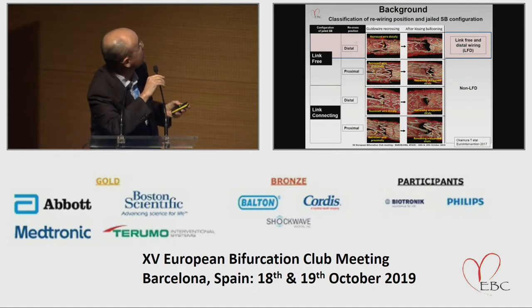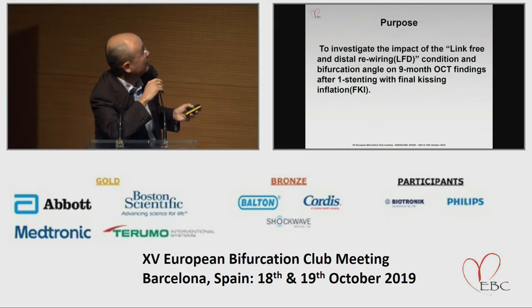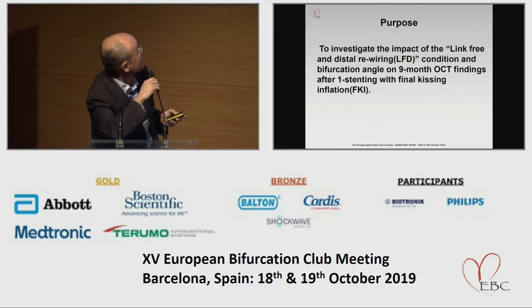So we previously proposed the classification of the rewiring position and the jail side branch configuration. And Dr. Nagoshi presented the previous abstract. We previously reported that the link-free and distal wiring was associated with a lower rate of incomplete stent apposition after the kissing balloon inflation. So the purpose of the present study is to investigate the impact of the link-free and distal rewiring condition and the bifurcation angle on 9 months OCT findings after single stent with final kissing balloon inflation.